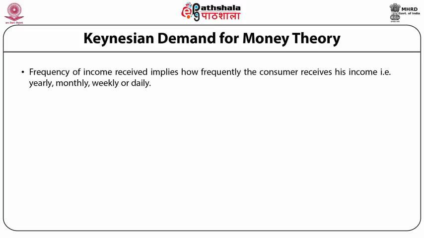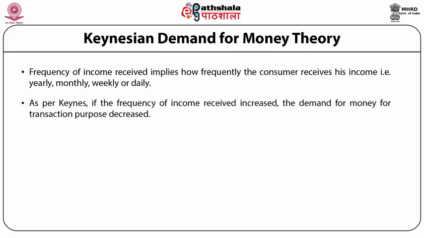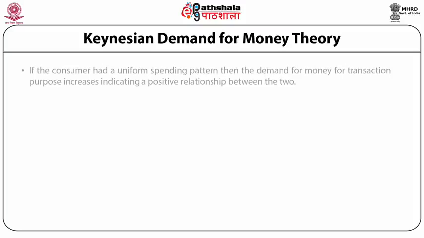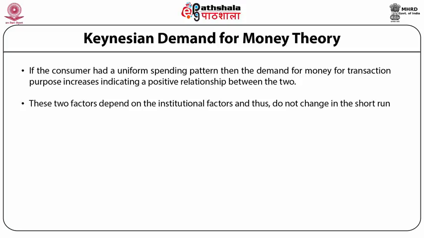Frequency of income received implies how frequently the consumer receives his income, that is yearly, monthly, weekly, or daily. As per Keynes, if the frequency of income received increased, the demand for money for transaction purpose decreased. Thus, there was an inverse relationship between the two. If the consumer had a uniform spending pattern, then the demand for money for transaction purpose increases, indicating a positive relationship between the two. These two factors depend on the institutional factors and thus do not change in the short run.